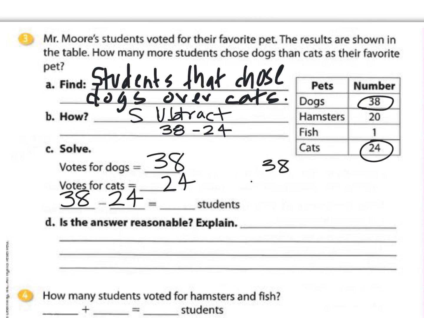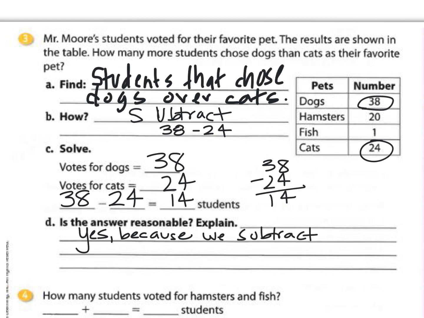So 38, I'm going to line it up. 8 minus 4 is 4. 3 minus 2 is 1. So 14 more students. So is the answer reasonable? Yes, because we subtracted correctly. Because then if we go the opposite, 14 plus 24 equals 38. So that means that we did that correct. So pause if you need to write this down in your paper.